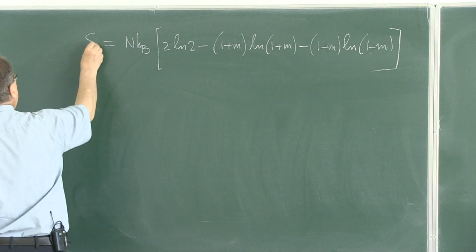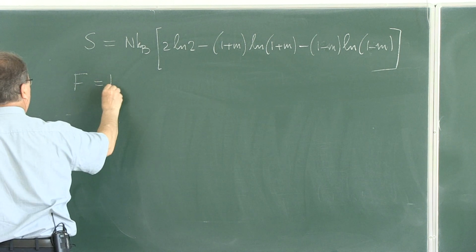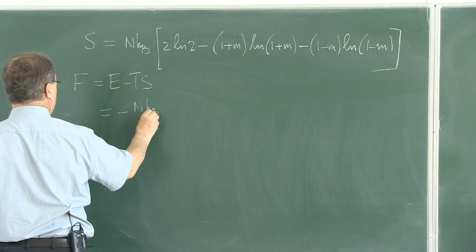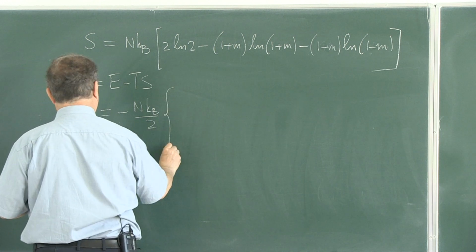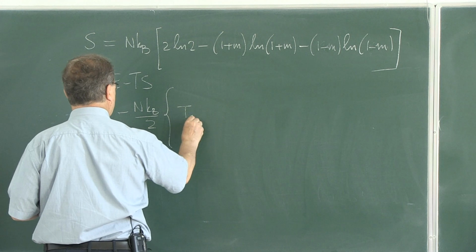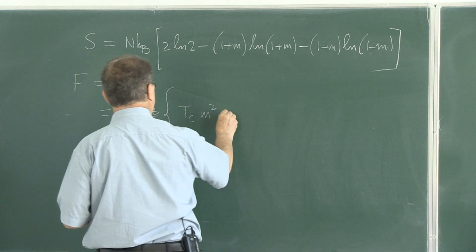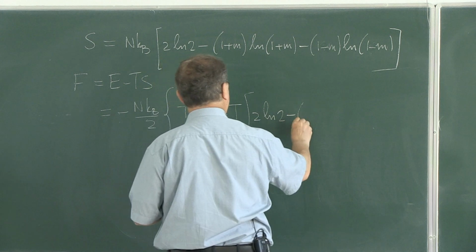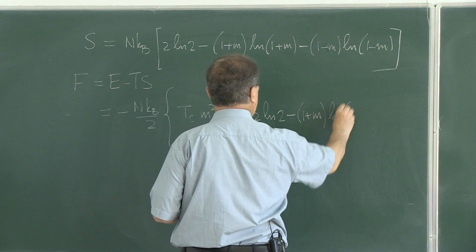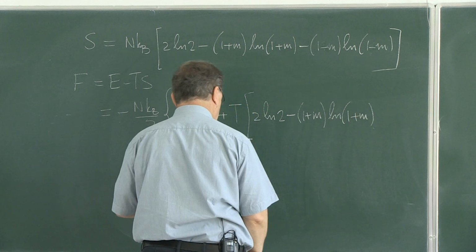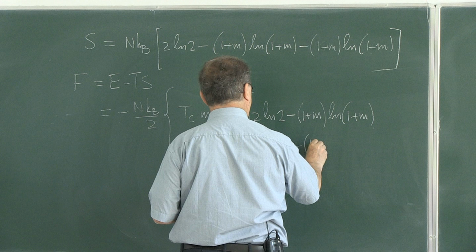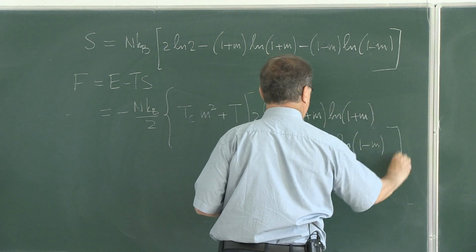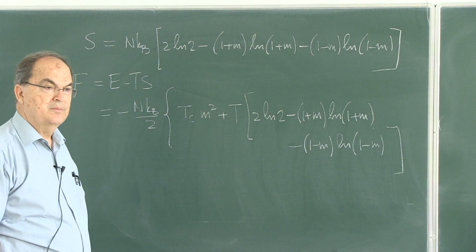So that F, which is E minus TS, becomes minus N k_B over 2 Tc m squared plus T times 2 ln 2 minus (1 plus m) ln (1 plus m) minus (1 minus m) ln (1 minus m). Okay, that's it. Very simple, okay?